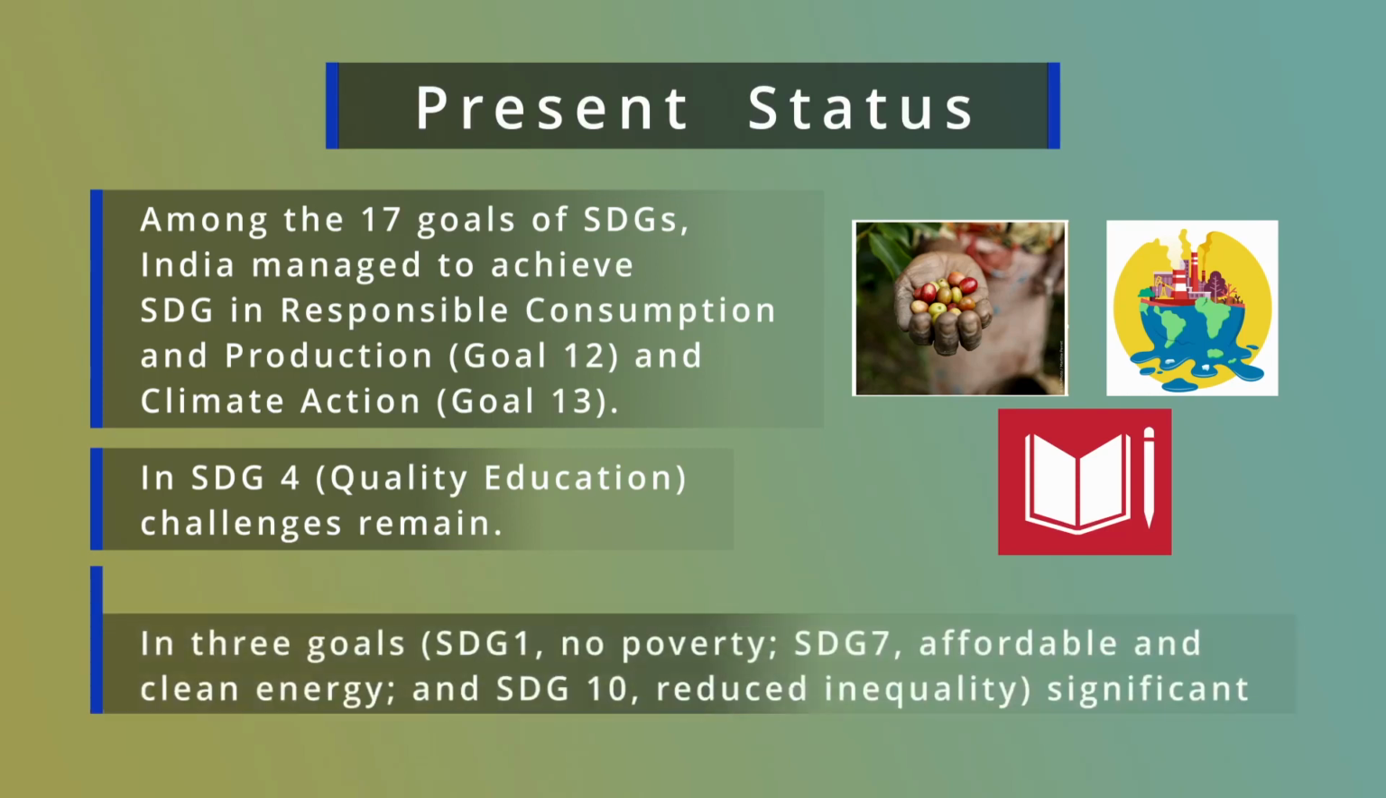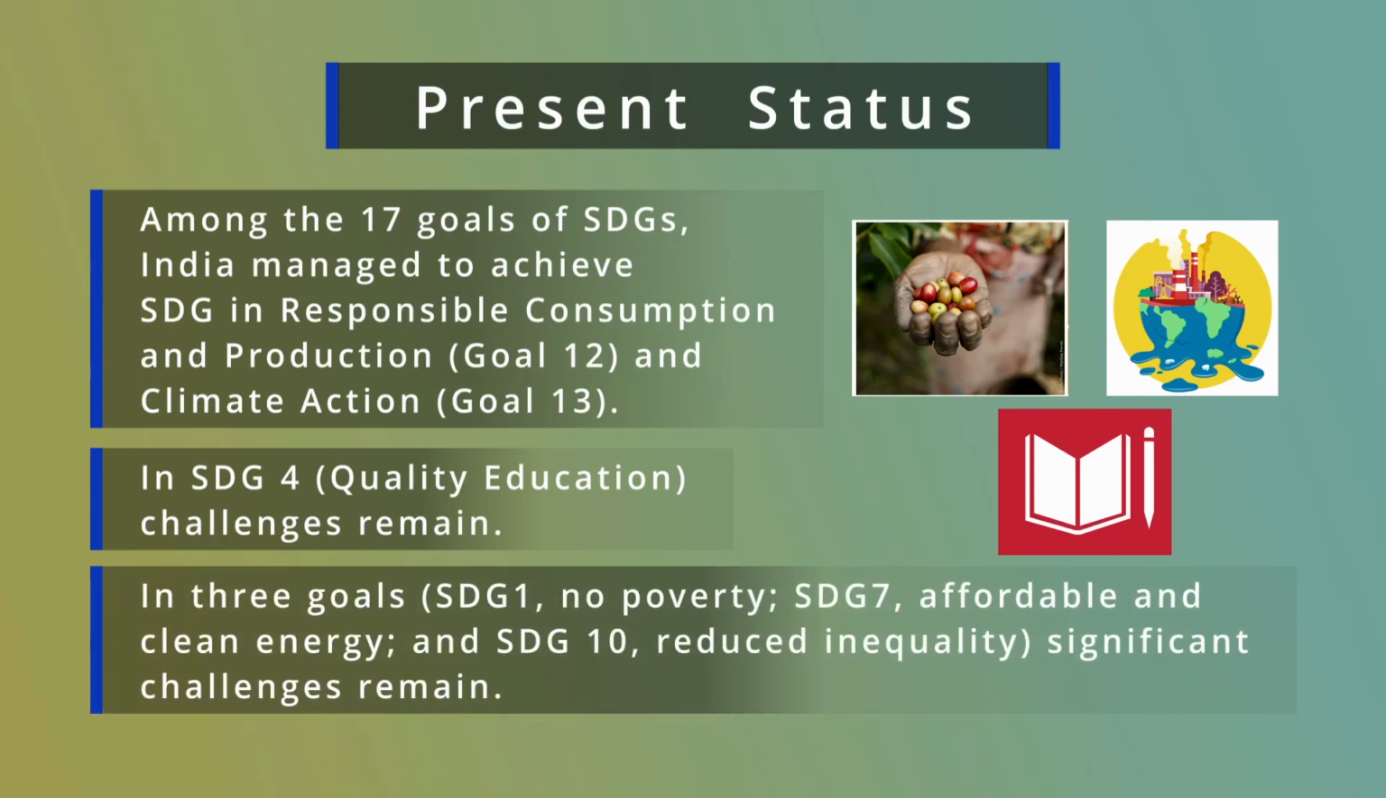But in case of 3 Sustainable Development Goals like SDG 1, which is related with no poverty, SDG 7, which is related with affordable and clean energy, and SDG 10, which is related with reduced inequality, in these 3 Sustainable Development Goals, significant challenges remain for India.